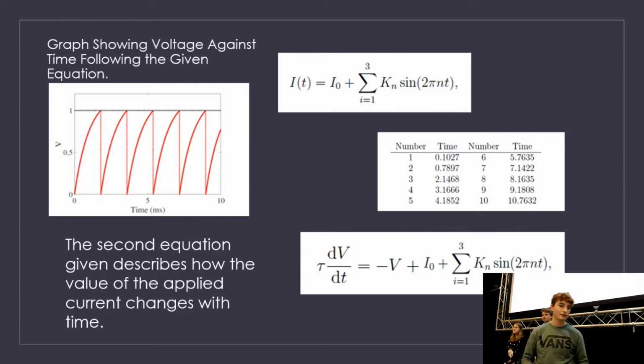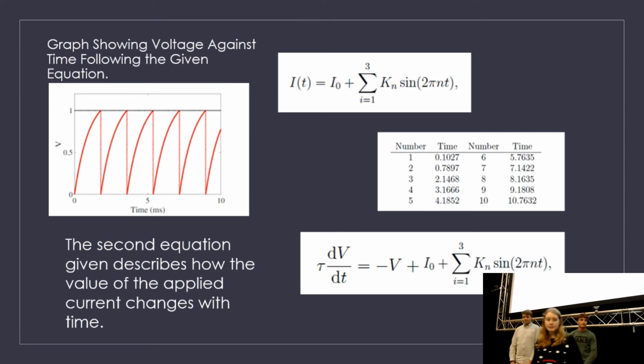This can be shown in the graph where the voltage travels from 0 to 1 volt, where 1 volt is the threshold voltage when the neuron would fire. Our problem was to calculate the values of Kn in the bottom equation here. This was quite tricky, and we didn't know a lot of the maths to be able to solve this, so we had to do some research before we could get started.